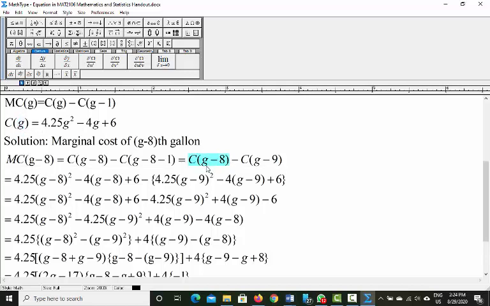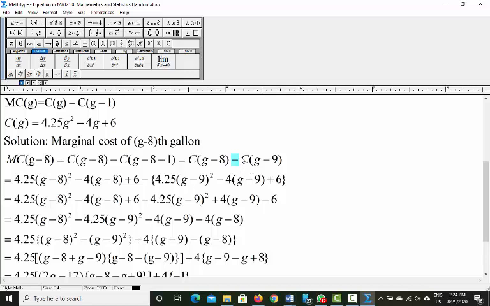what do you have to do? Inside the bracket we have G minus 8. So this G needs to be replaced by G minus 8. So here you can see G has been replaced by G minus 8, and like that. And then we have a minus.